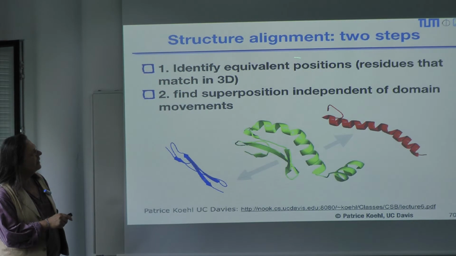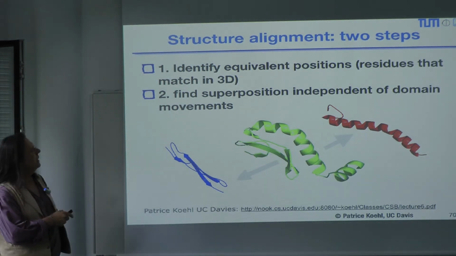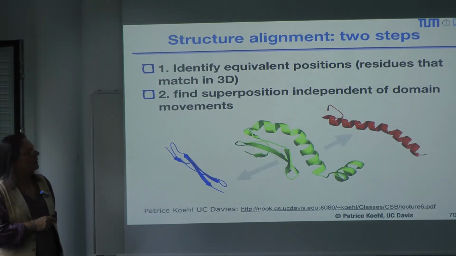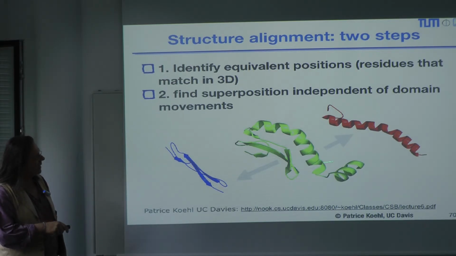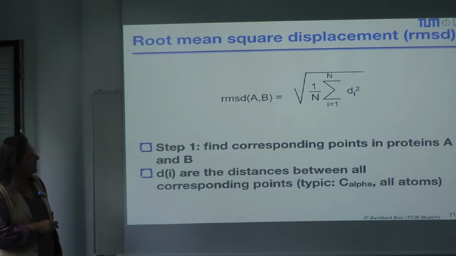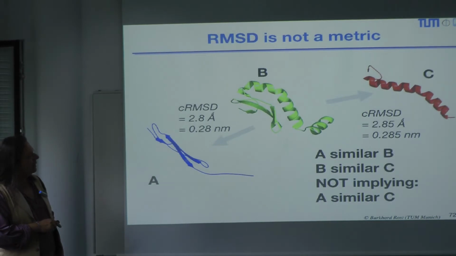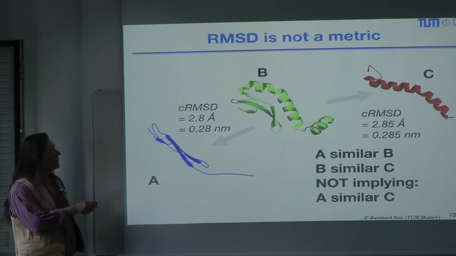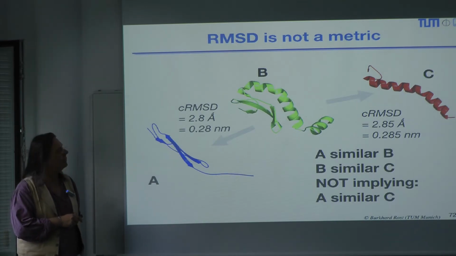First, we have to identify equivalent positions. Then we have to find the superposition independent of domain movements. So in this particular case here, we have 2 different fragments that map to 2 different sides of the molecule. Then we do an rmsd and compile rmsd values. Structural biology typically argues in angstrom. 1 angstrom is 10 to the minus 10 meters, so it's 0.1 nanometers.